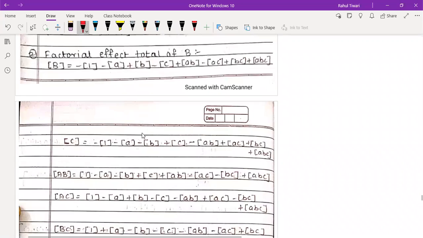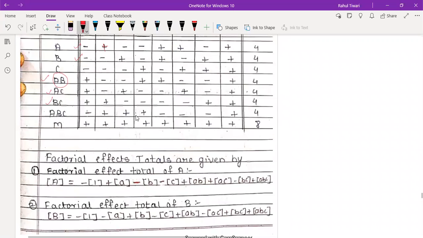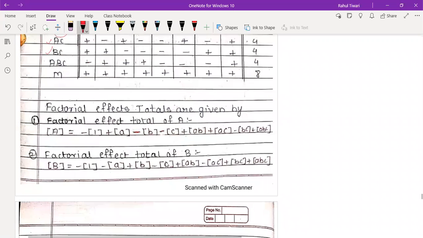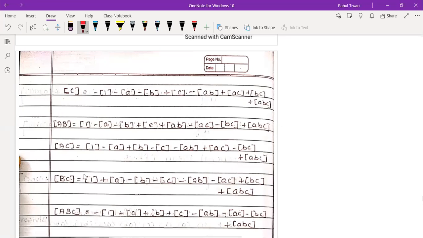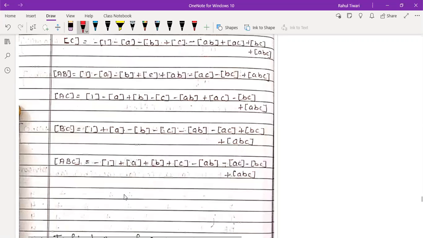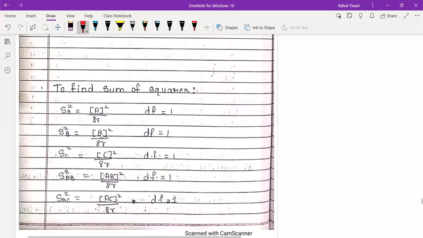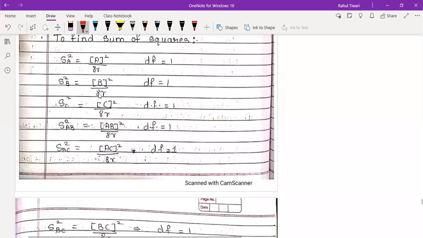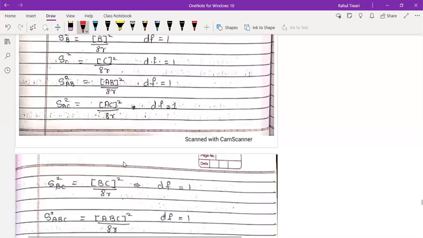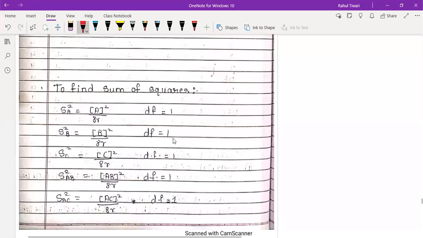Once you understand the main effect table, in the same way you can always write the factorial effects table. That is for AB, AC, BC and ABC. And the sum of squares is also fine. You can always divide by 8R, because there are always 8 observations and R is repeating. So everywhere you have to divide by 8R, with each having 1 degree of freedom.